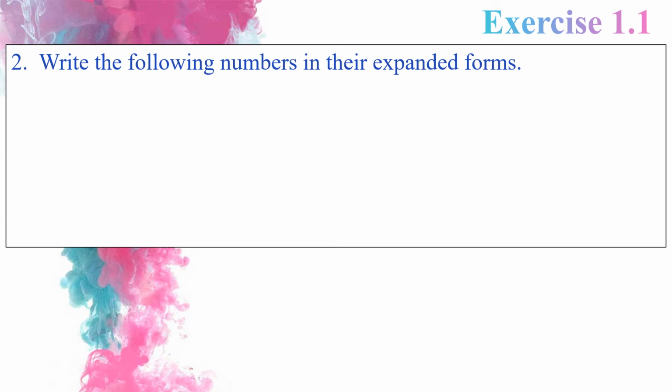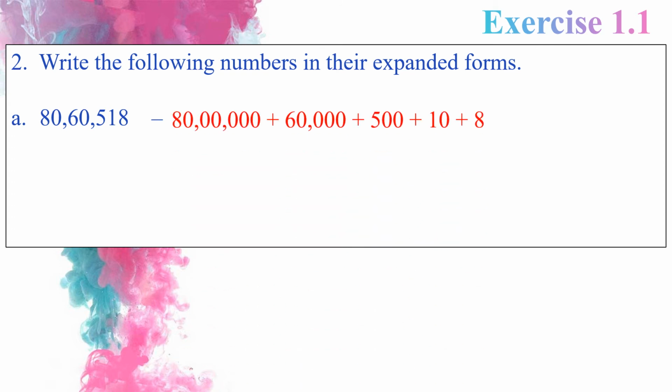Based on the expanded form we have learned, let us see some exercise problems in detail. Exercise 1.1, the second problem. Write the following numbers in their expanded form. A. 80 lakh 60,518. That is the expanded form, which is equal to 80 lakh plus 60,000 plus 500 plus 10 plus 8.